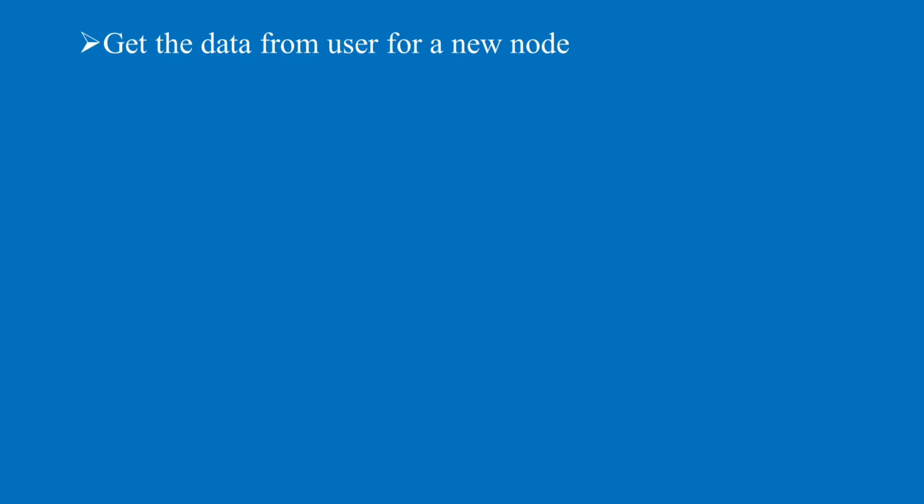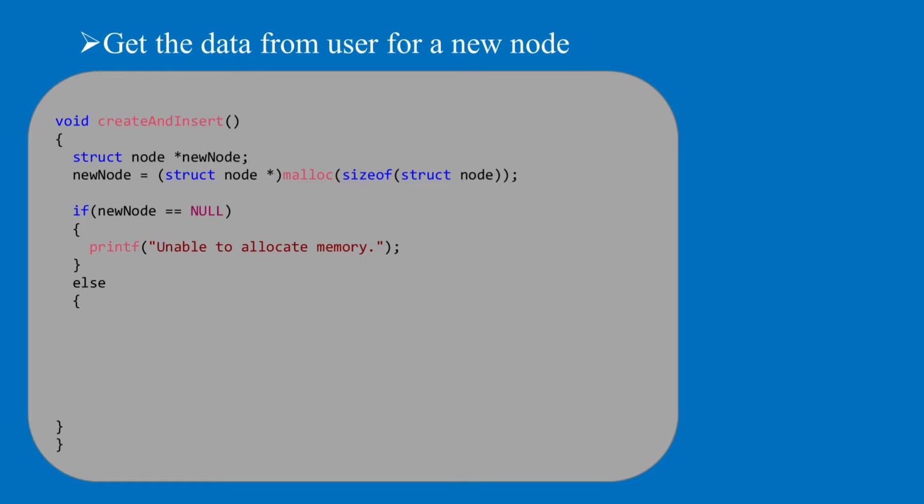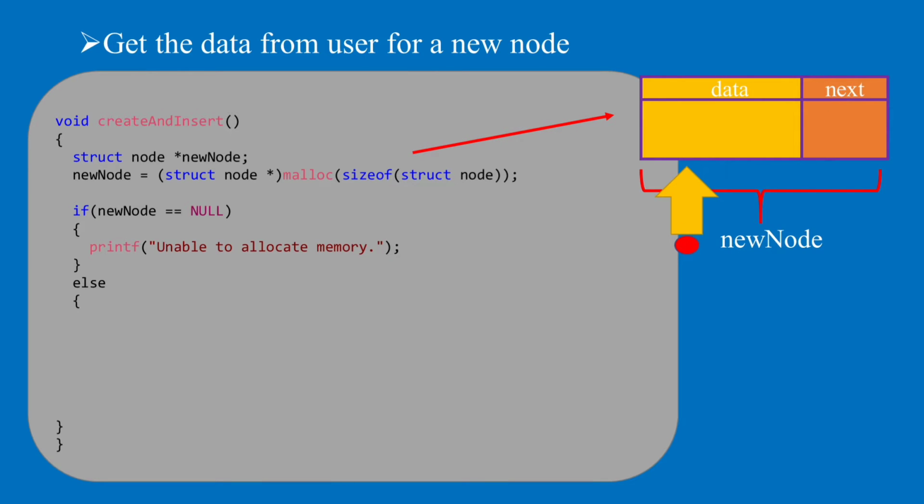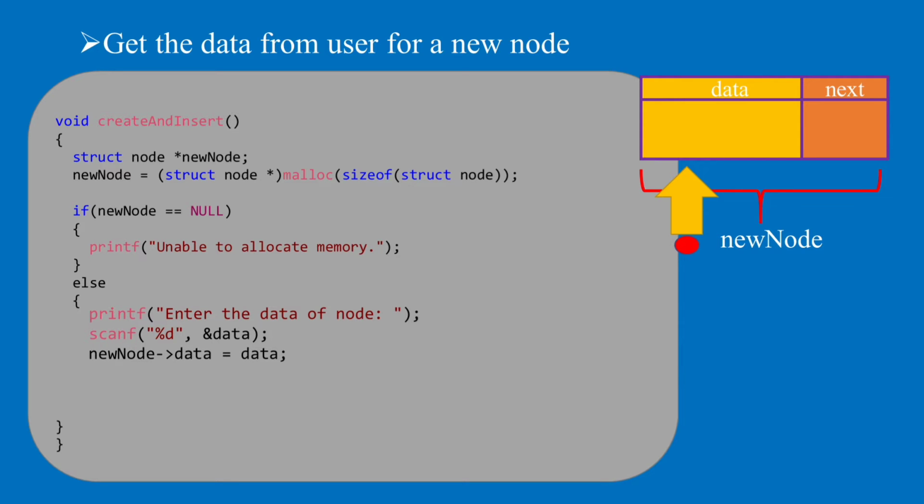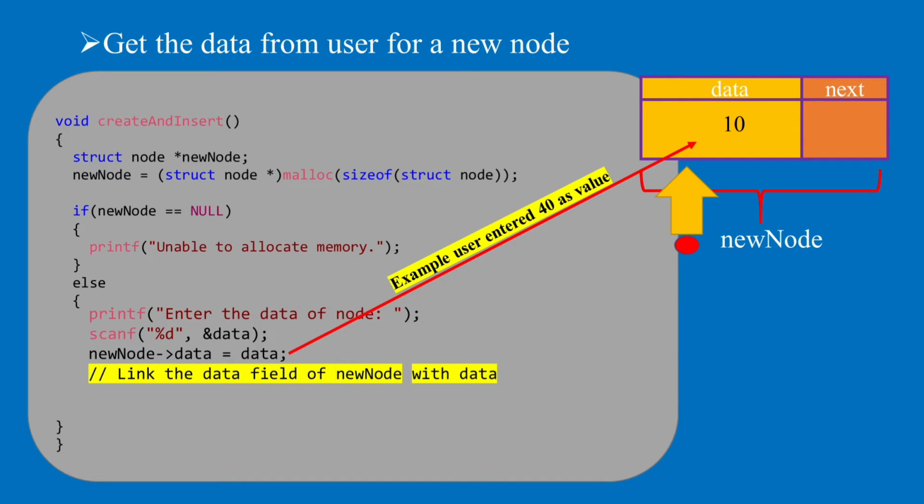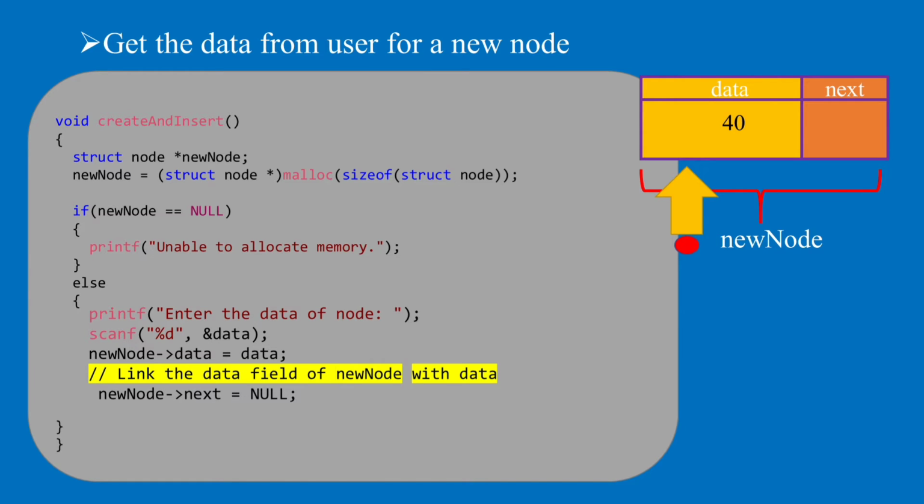Once the node is created, we need to fill the data in the node. So, get the data from the user for the new node. After malloc, new node looks like this. Ask the user to enter the data for the node, and to get the data, use a local variable data. Once we get the data from the user, copy that data to the new node's data field as new node pointer data equals data. Example: if the user entered 40 as the value, it will be copied like this. Make the address field of the new node point to null.